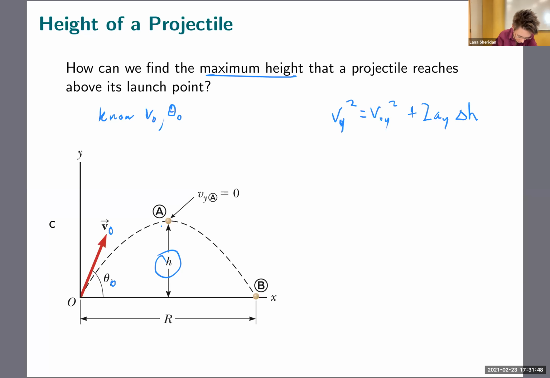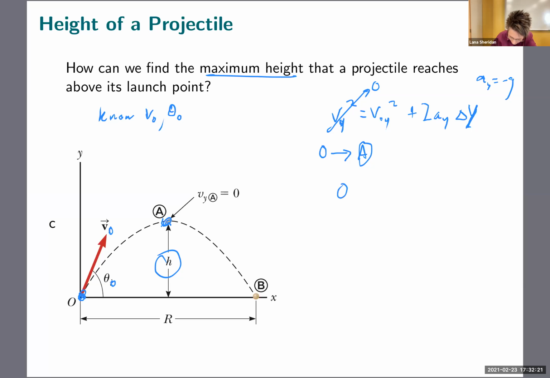Okay, I'm going to consider going from this point O to the point A. When I go from O to A, the final velocity here is 0, right? Also in this scenario, a sub y is equal to minus g. Oh, sorry, this should be delta y for the moment. Delta y is going to be h when I go from O to A. My y coordinate is changing by an amount plus h. It's adding on h.